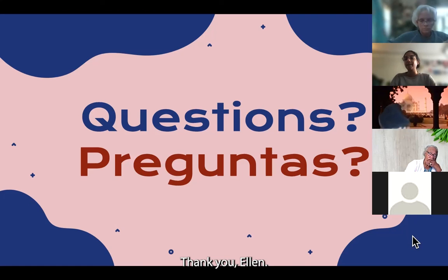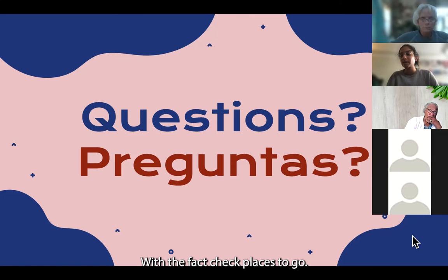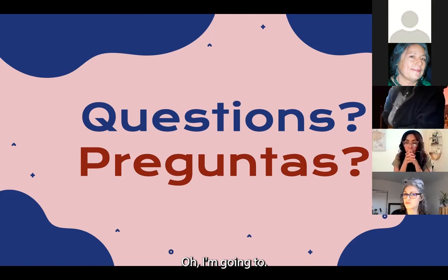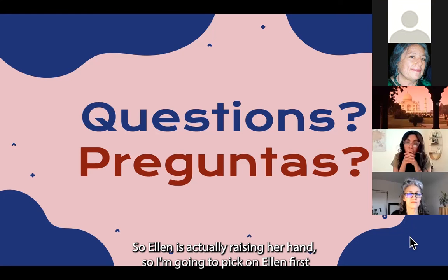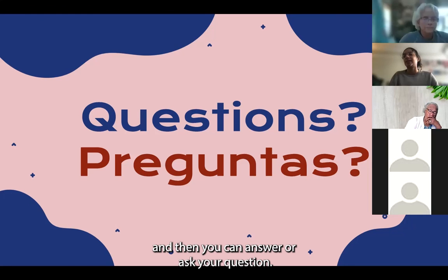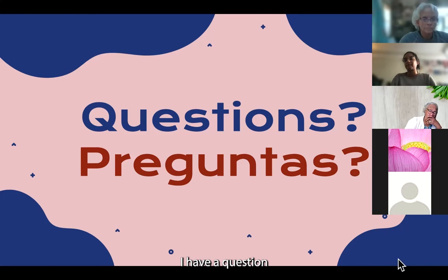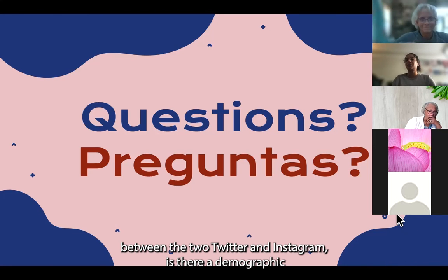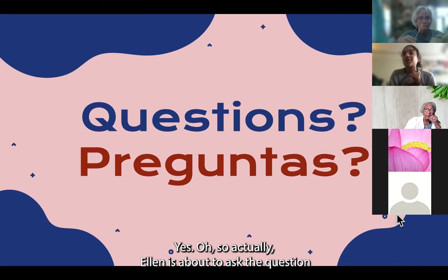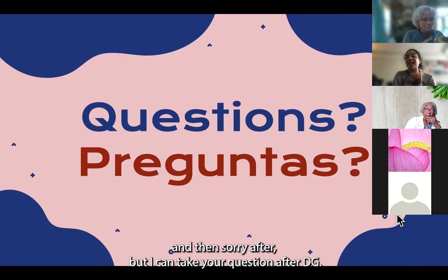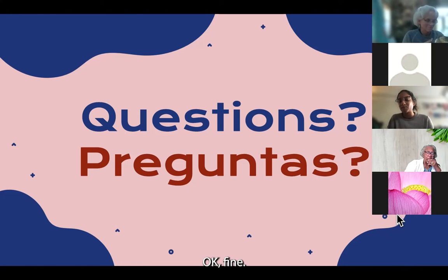Ellen? What were the fact check places to go? Oh, I'm going to, so Ellen is actually raising her hand. So I'm going to pick on Ellen first, and Vichy, then you can answer or ask your question. I have a question. Between the two, Twitter and Instagram, is there a demographic that's attractive to one over the other? Joy, can you hear me? Yes. Oh, so actually Ellen is about to ask a question and then after, but I can take your question after DG. Okay, fine.